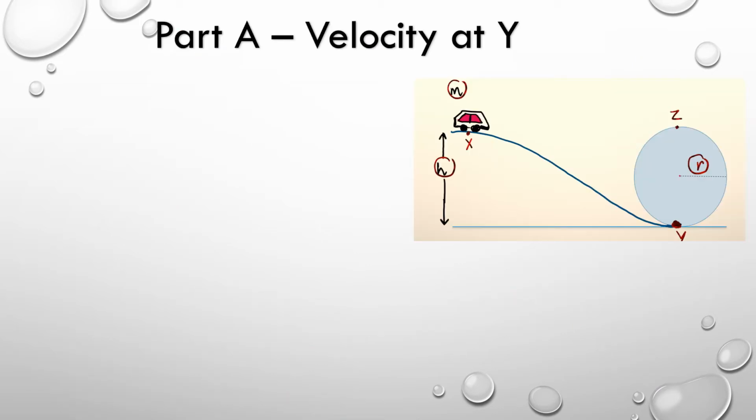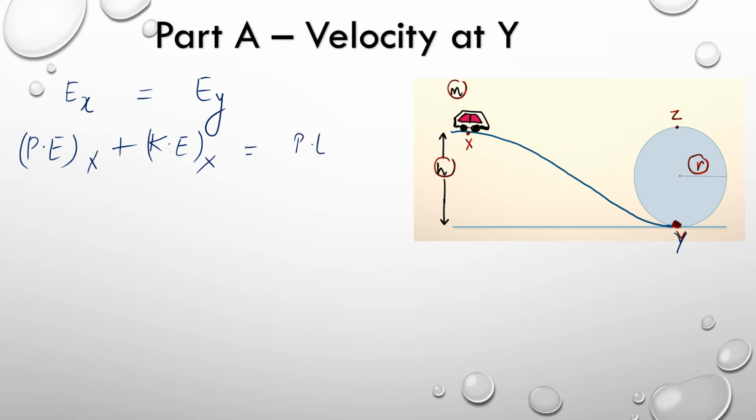Now let's find out the velocity at point Y. As I said, we have to apply the law of conservation of energy, so that means the total mechanical energy at X should be equal to the total mechanical energy at Y. And we know that mechanical energy is the sum of potential energy and kinetic energy. So the potential energy at X plus the kinetic energy at X should be equal to the sum of the potential energy at Y and the kinetic energy at Y.